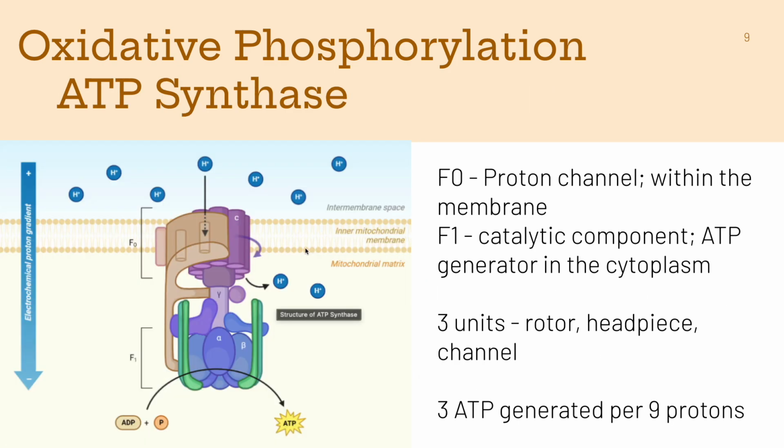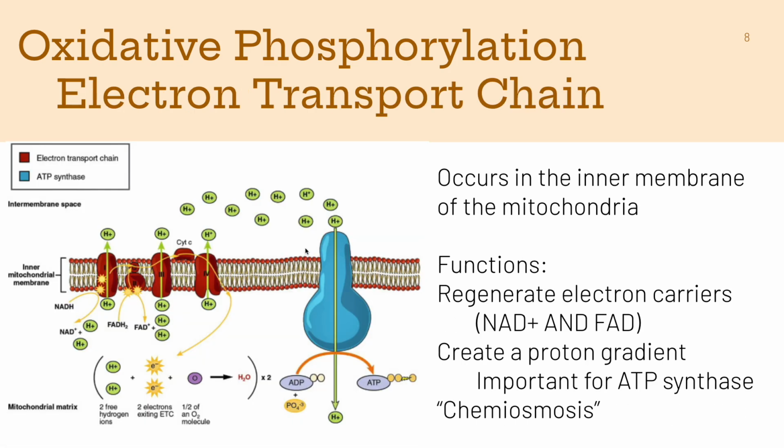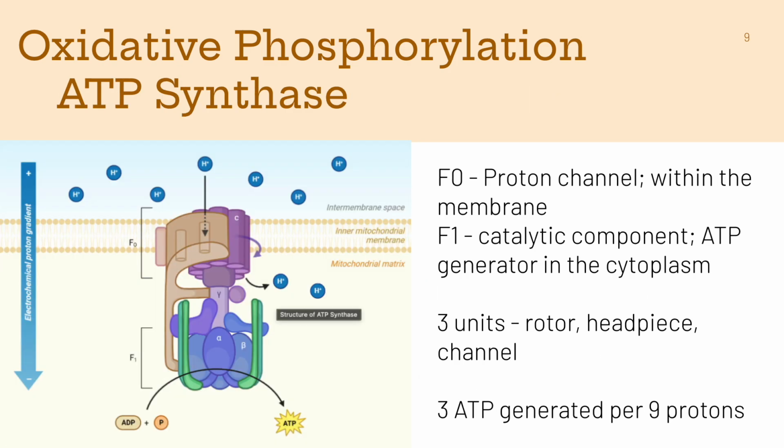All right, and that is going to be our ATP synthase. So a couple of the functions here that we want to look at of the electron transport chain, and the reason it's important is we are going to, as I talked about, regenerate those electron carriers. All right, so NAD plus and FAD will work their way back into the Krebs cycle, and then again we're going to create that proton gradient here.